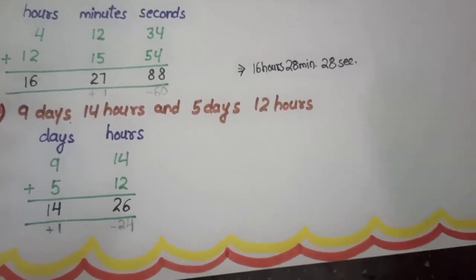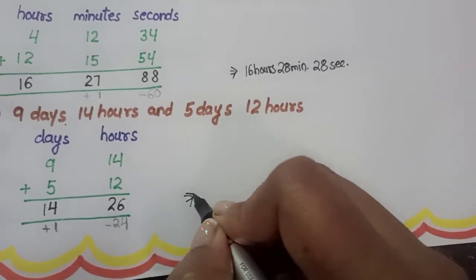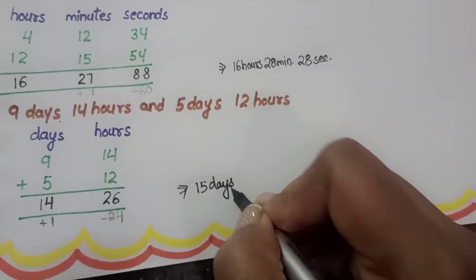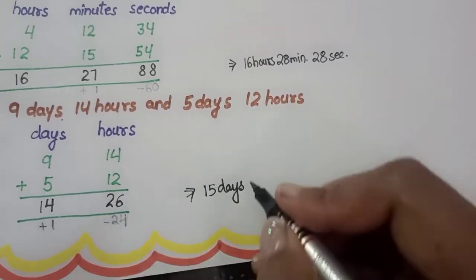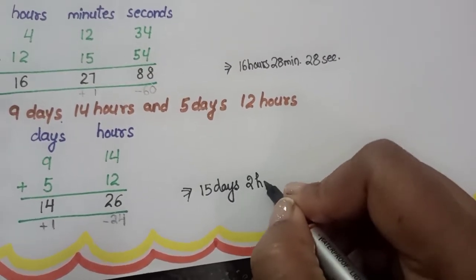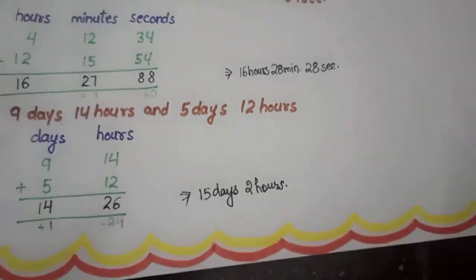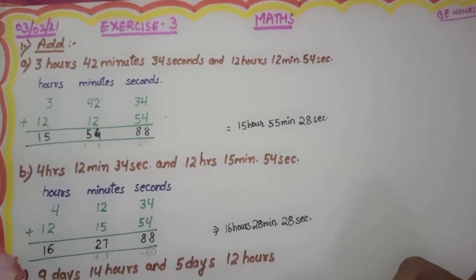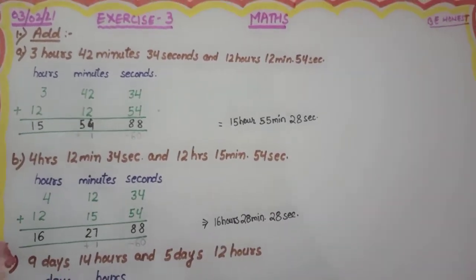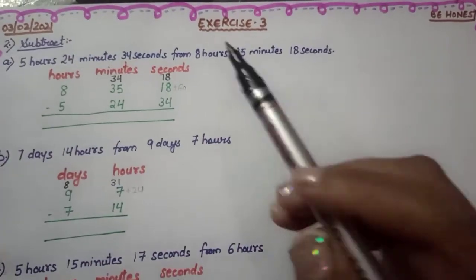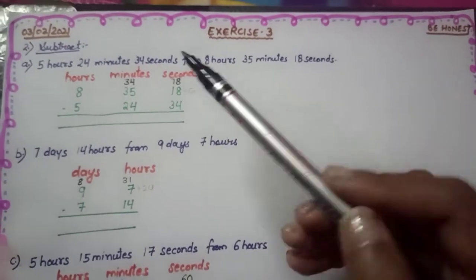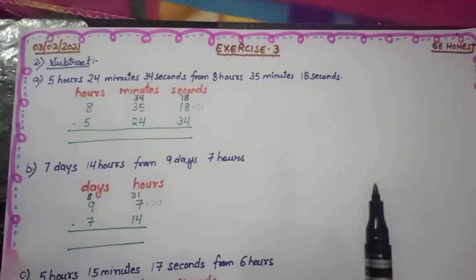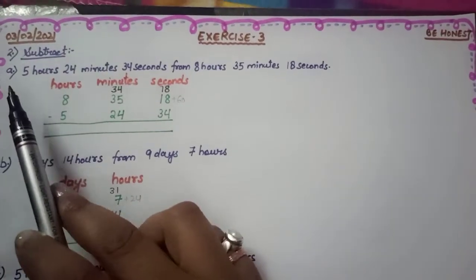So let us write down the correct answer now. 14 plus 1 will give us 15 days, and subtracting 24 from here it will become 2 hours. So this is how we have done these 3 parts, and students, we will do only 3 parts of this question. Now we will move on to question number 2, and question number 2 of exercise 3 says subtract. So we need to subtract the given sum. Now let us read out the A part.